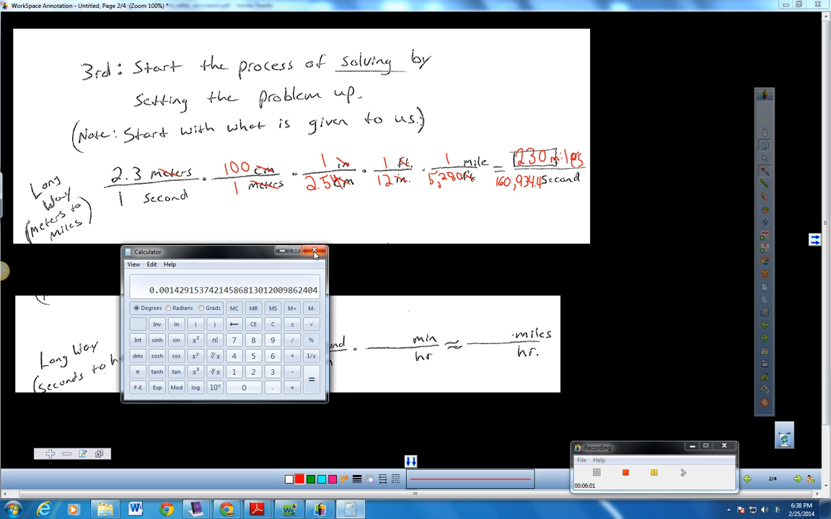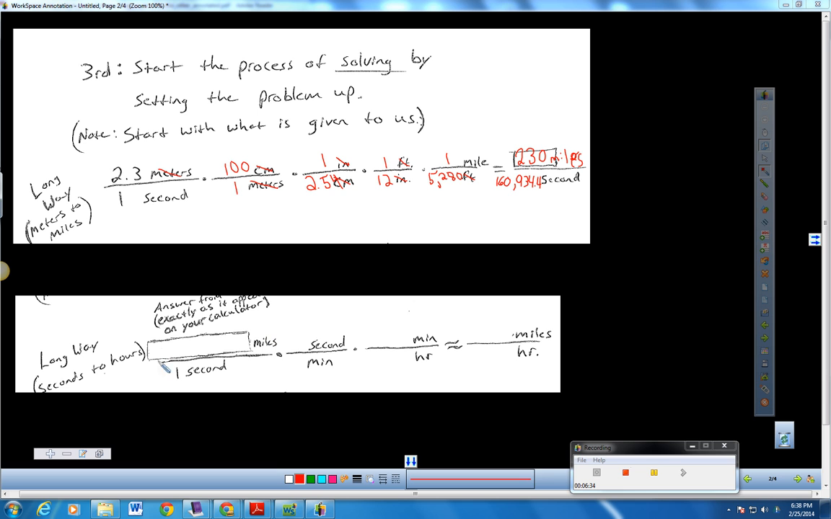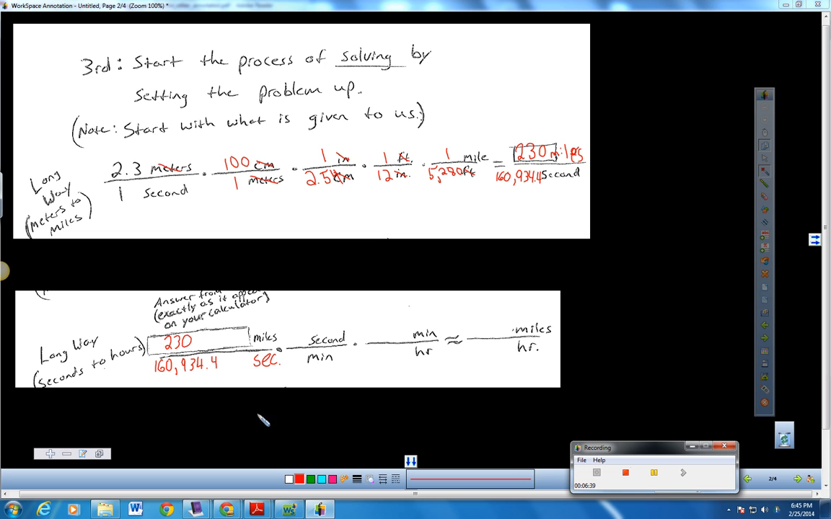So down here, I'm going to take this up here and copy it right down here. So as you can see, I've copied exactly what was written up here, the long way, meters to miles, down here in the long way, where we're going to convert seconds to hours. So we convert seconds to hours by first trying to cancel the seconds out. So we want to cancel those seconds, and remember, our unit in the denominator is seconds. I want to keep that miles, so understand the miles isn't going to cancel out.